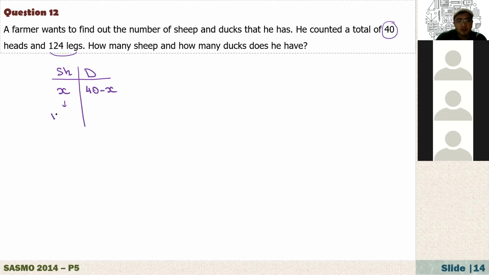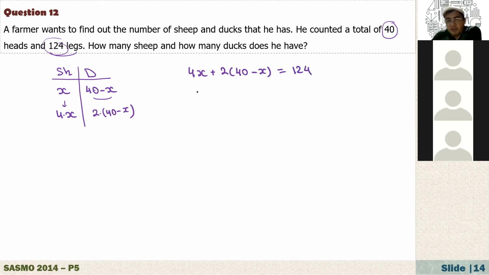so we have 124. So if we have X sheep, each sheep has 4 legs, so it has 4X legs. And each duck has 2 legs. So we have 2 times (40 minus X). And altogether we have 124. That means that 4X plus 2 times (40 minus X) is equal to 124.